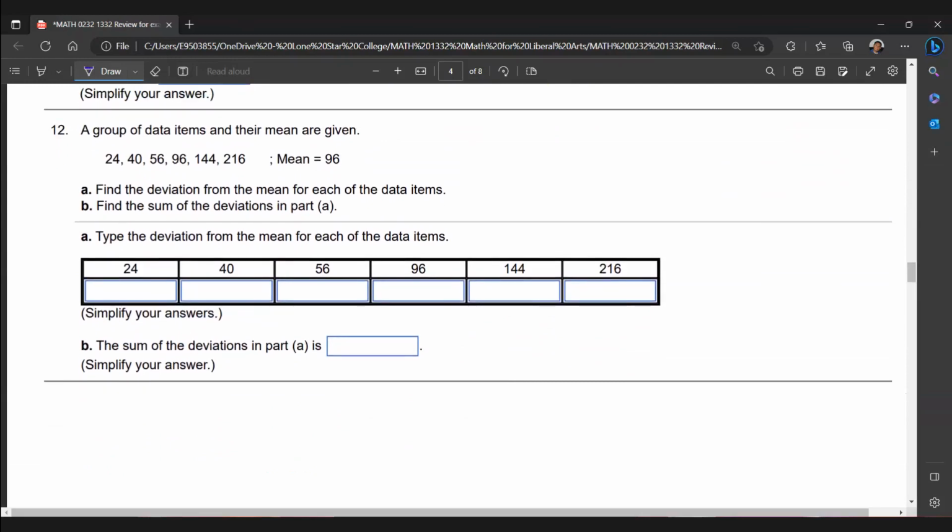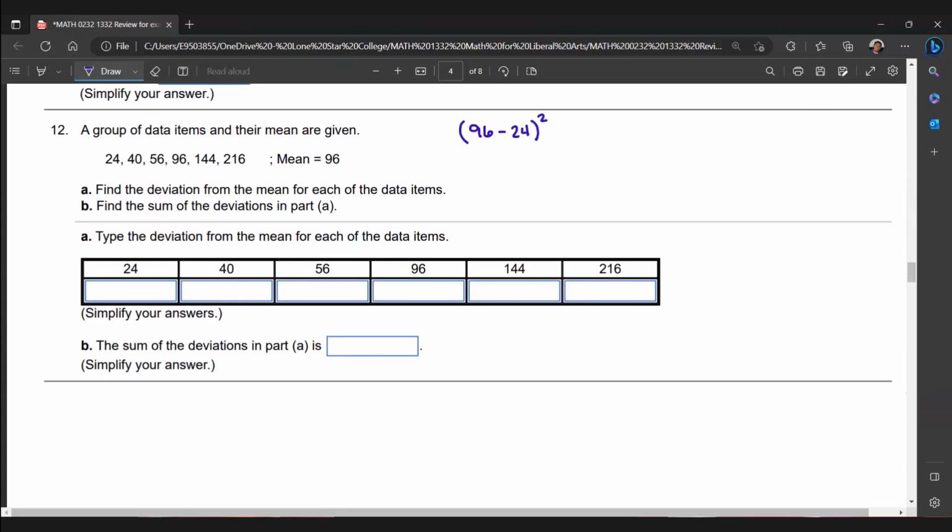A group of data items and their mean are given. Find the deviation from the mean for each of these data items, and then find the sums of the deviations in part A. Okay, so let's see. What I mean by find the deviation from the mean of each data item, they want to do this, okay? They want to say 96 minus 24, and they want to square that number, okay? So that was for the first data item. That is what I'm going to type here.